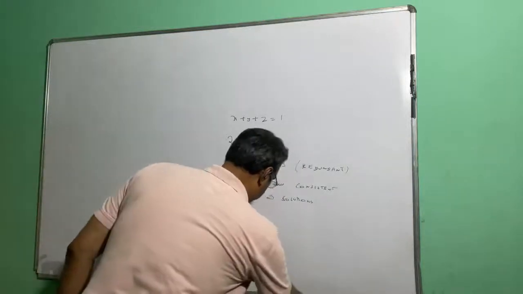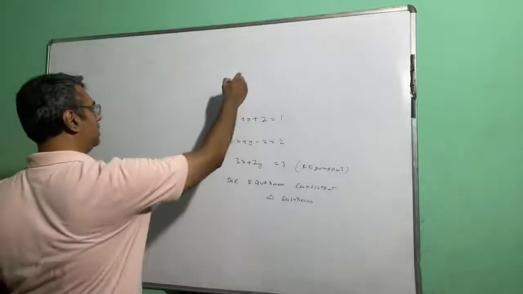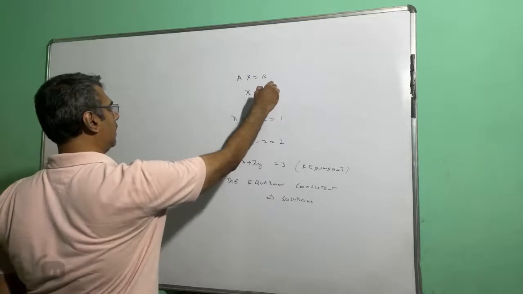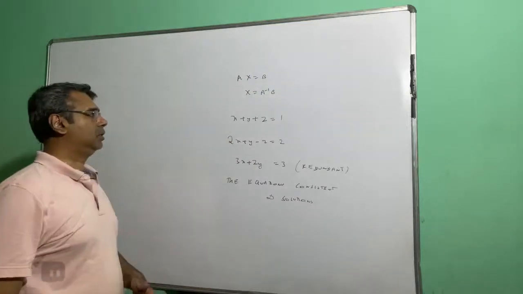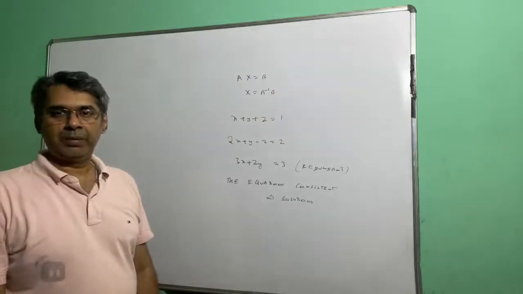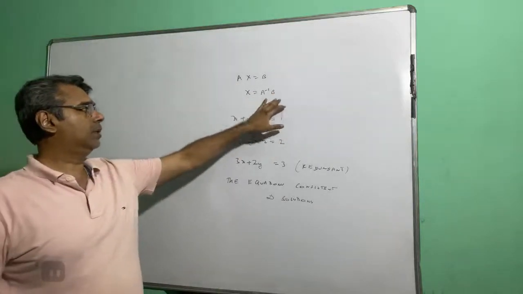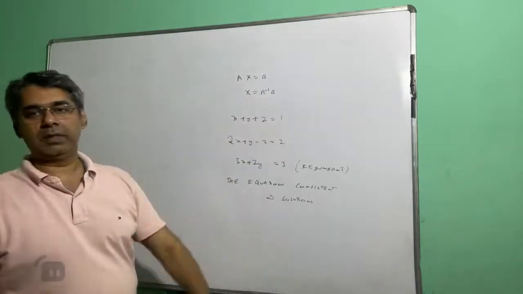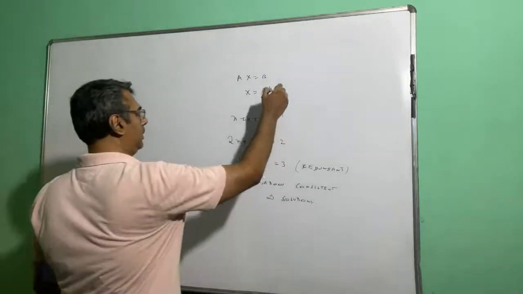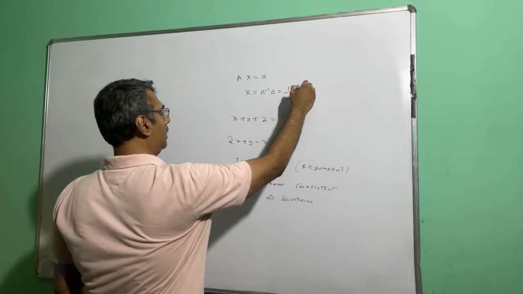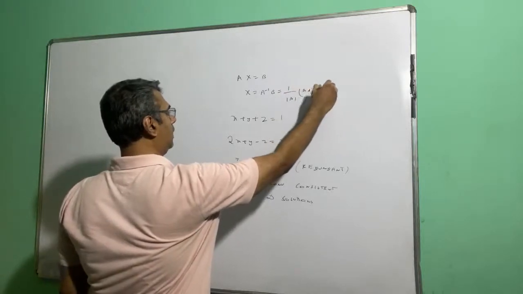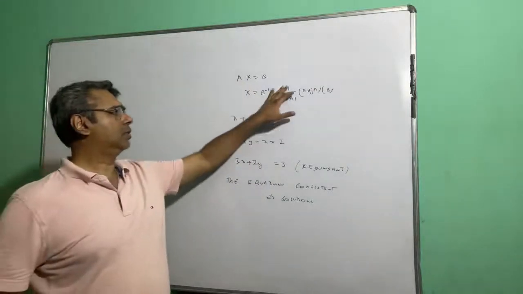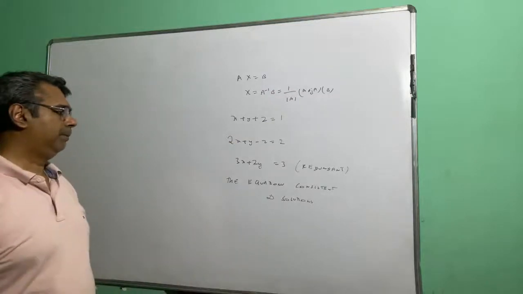Now, if you remember the last day we had discussed that whenever you have a matrix equation A into x equal to b, then the solution of this will be x equal to A inverse into b. That means 1 by determinant A into adjoint A into b.